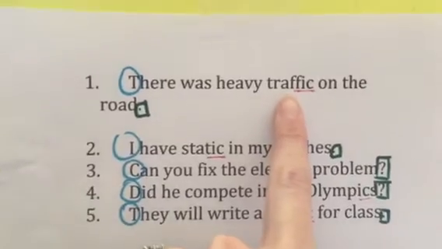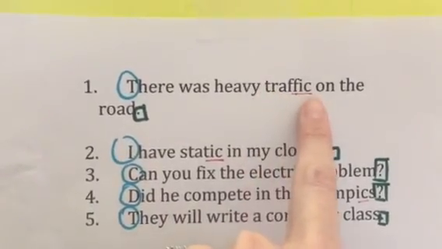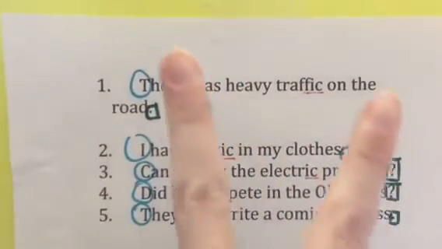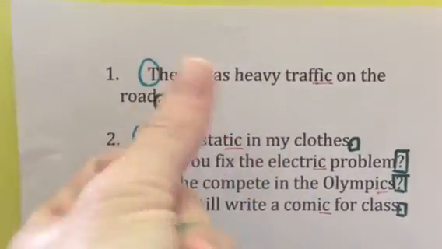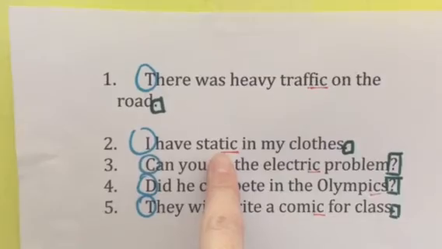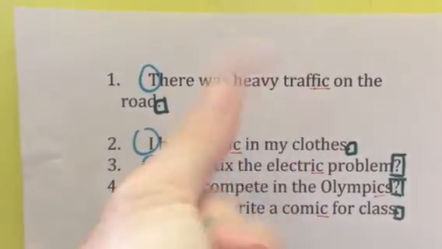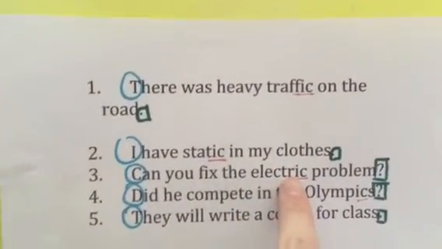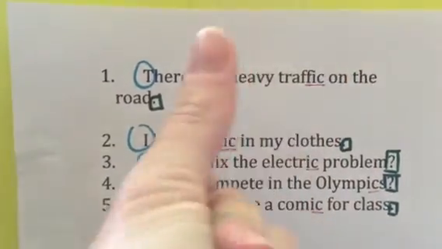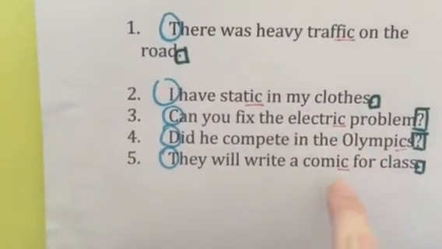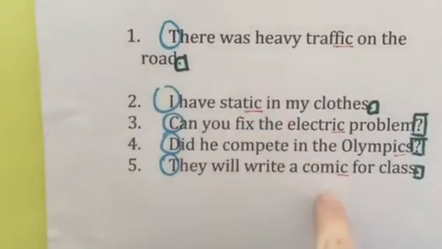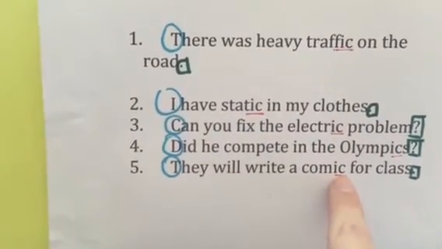And make sure every ick word is spelled correctly. Traffic, 2 syllables, so I spelled it I-C. Static, 2 syllables, so I spelled it I-C. Electric, 3 syllables, so I spelled it I-C. Olympics, 3 syllables, so I spelled it I-C. And then comic, 2 syllables, so I spelled it I-C.